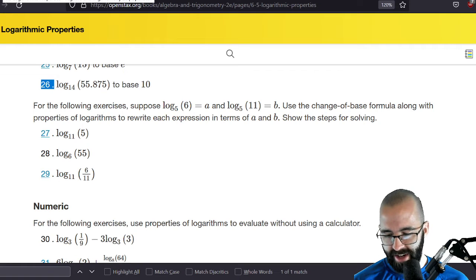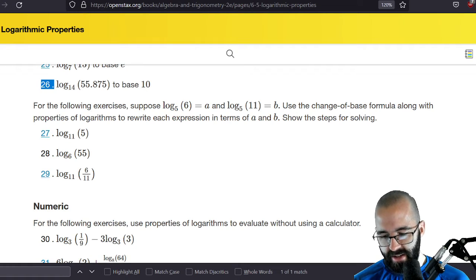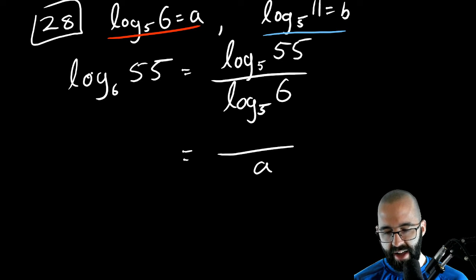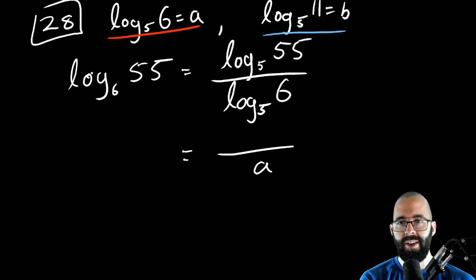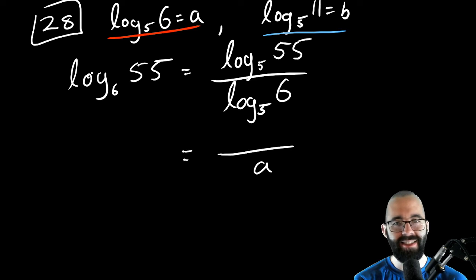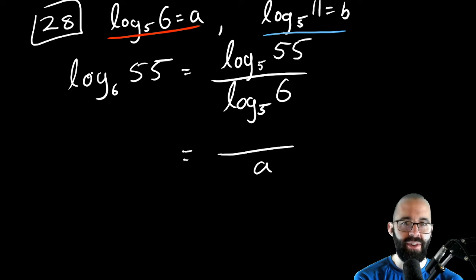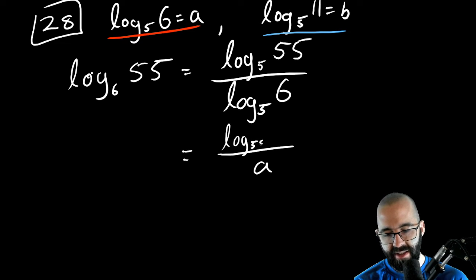Did I write the problem down right? Log base 6 of 55. So we did log base 5 of 55. We want to write this in terms of 6 and 11. Oh, I see. This one's tricky. So we can't write this in terms of 6. Right? 6 has nothing to do with 55. But we can write it in terms of 11. What's the relationship between 55 and 11?